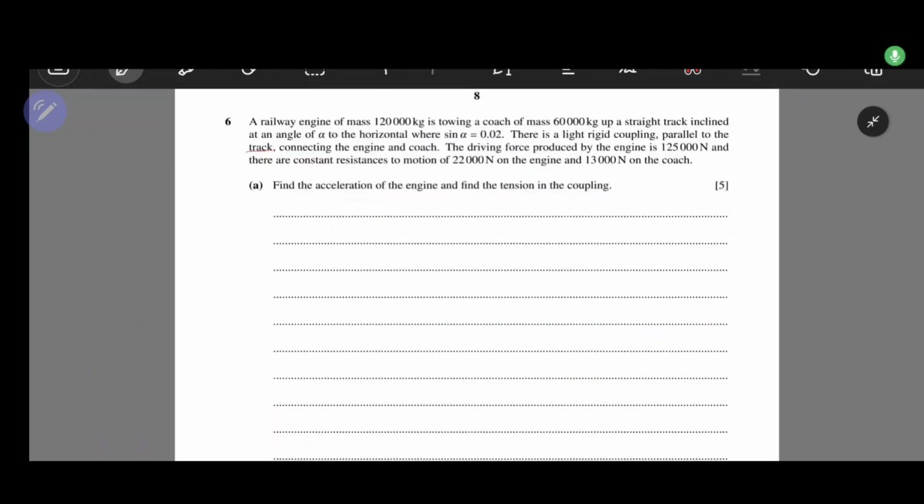Question 6. A railway engine of mass 120,000 kg is towing a coach of mass 60,000 kg up a straight inclined track at an angle of alpha to the horizontal, where sine alpha is 0.02. There is a light rigid coupling parallel to the track connecting the engine and coach. The driving force produced by the engine is 125,000 Newton, and there are constant resistances to the motion of 22,000 Newton on the engine and 13,000 on the coach. Find the acceleration of the engine and find the tension in the coupling.